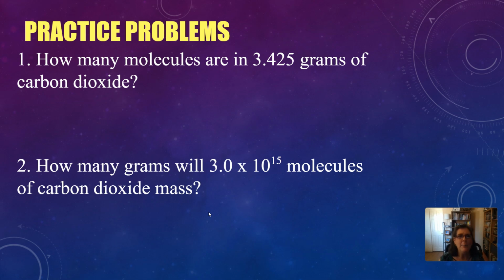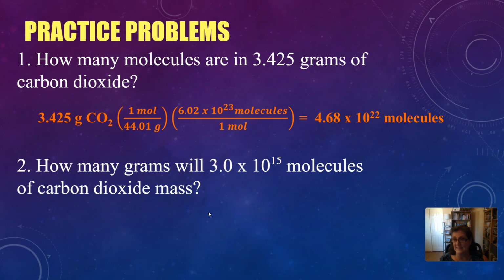Number 1, how many molecules are in 3.425 grams of carbon dioxide? We're starting with grams. We're going to molecules. That will be a 2-step problem. It looks like this. 3.425 grams of CO2, carbon dioxide. Yes, we're allowed to use chemical names now. You need to know the names of your chemicals.